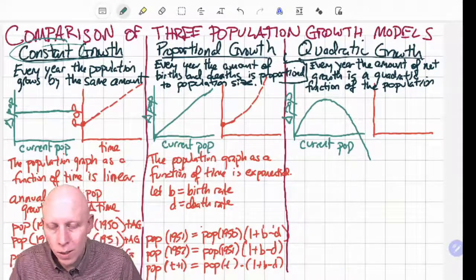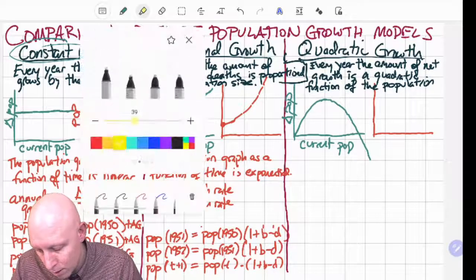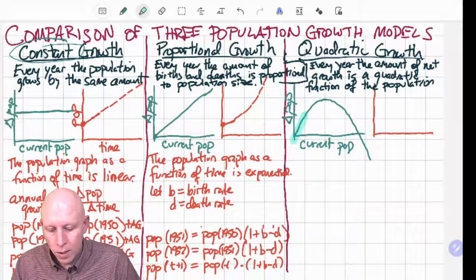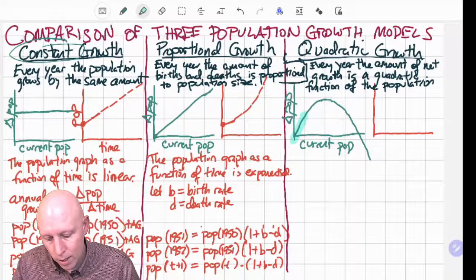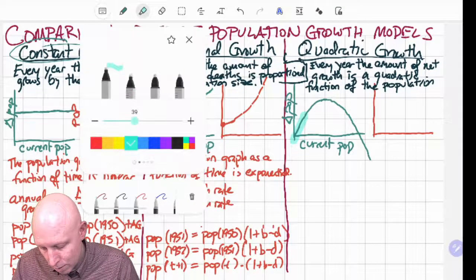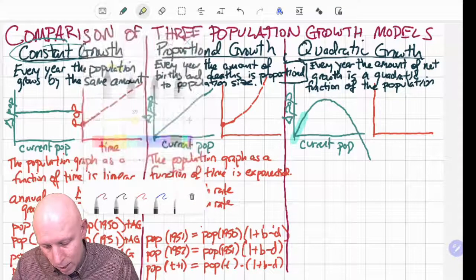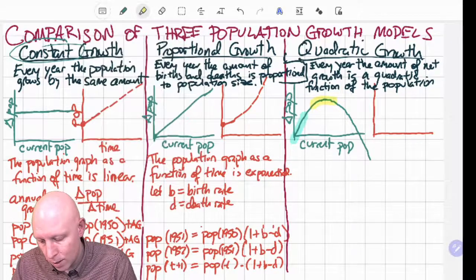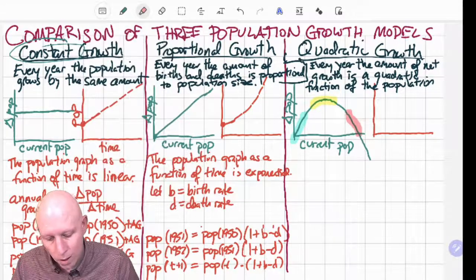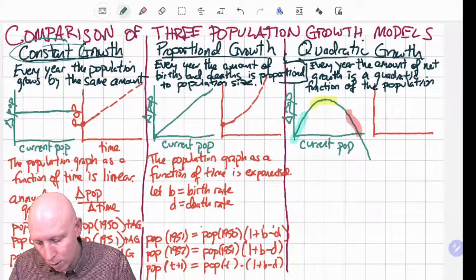And let's talk about the different ranges of this parabola. All right, so we've got this part of the curve. So we've got the green part of the curve, we've got the yellow part of the curve, and we've got this red part of the curve. All right, and so what does that correspond to?